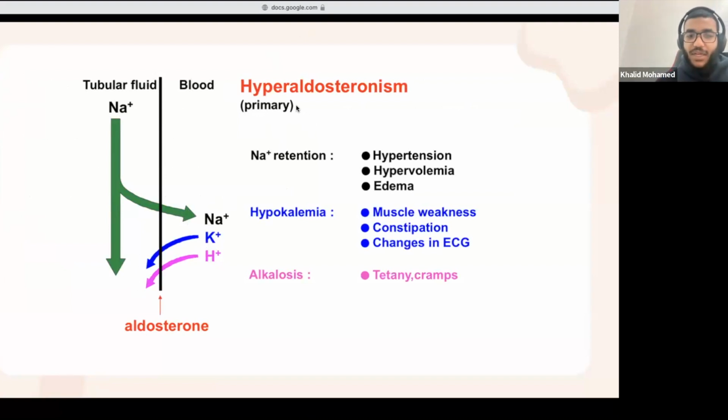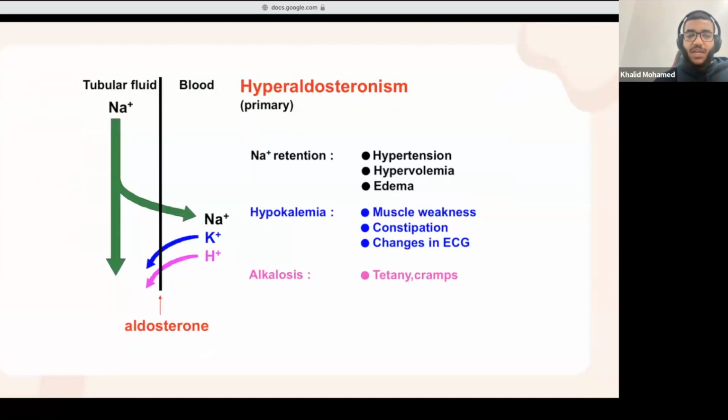Okay, so if we have hyperaldosteronism, which is extra aldosterone, which is not the case in the question, you'll have high sodium retention. You'll have hypokalemia because more potassium is being excreted, and then you'll have alkalosis as well because high amounts of hydrogen ion are being excreted out of the body as well. Okay, so this is in the case you have hyperaldosteronism.